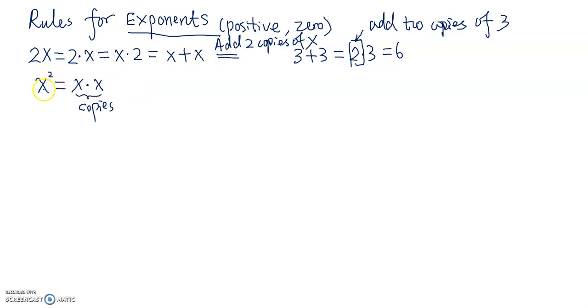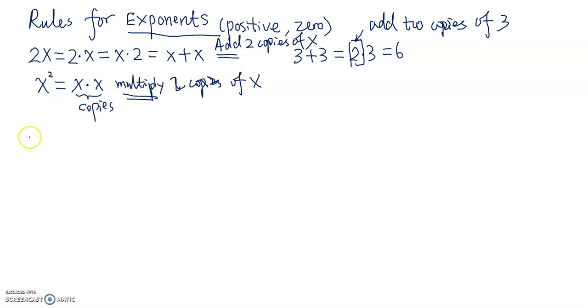Well, x squared, when you raise the 2, instead of having a 2 in front of x or behind x, it actually means multiply 2 copies of x. Multiply 2 copies of x. So the biggest difference here is one of them is add, the other is multiply.